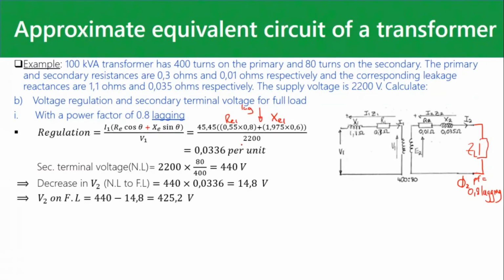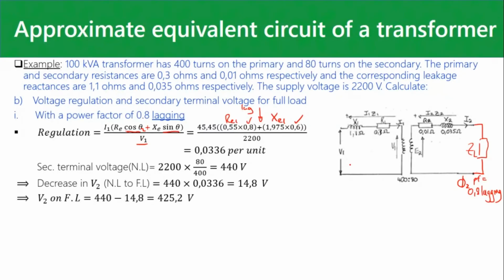So the power factor is 0.8, so cosine phi 2 is 0.8. If I go arc cosine of 0.8, and then find the sine of that angle, it comes to 0.6. So that's 0.6. Then the voltage V1, we're given, is 2,200.